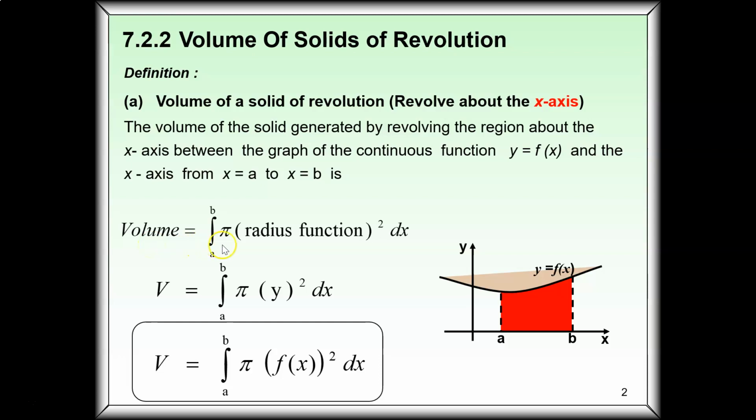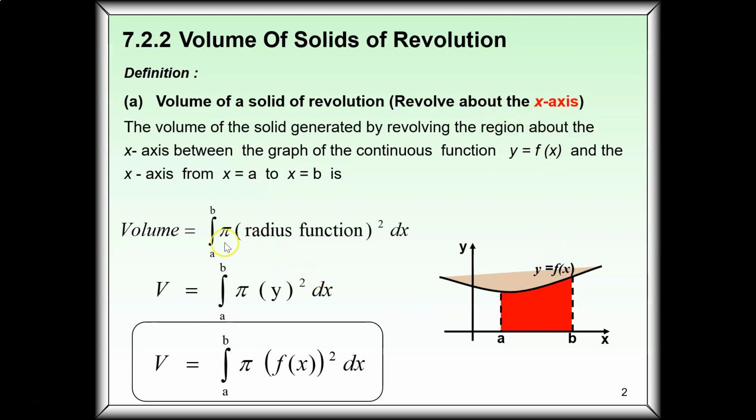It involves volumes. Let's say for the first case, you're going to find the volume of a solid of revolution revolved about the x-axis. What does it mean to revolve about the x-axis? You have this kind of graph. Revolve means you rotate this region, the red region over here, around the x-axis. That is what it means to revolve about the x-axis. This red area over here.